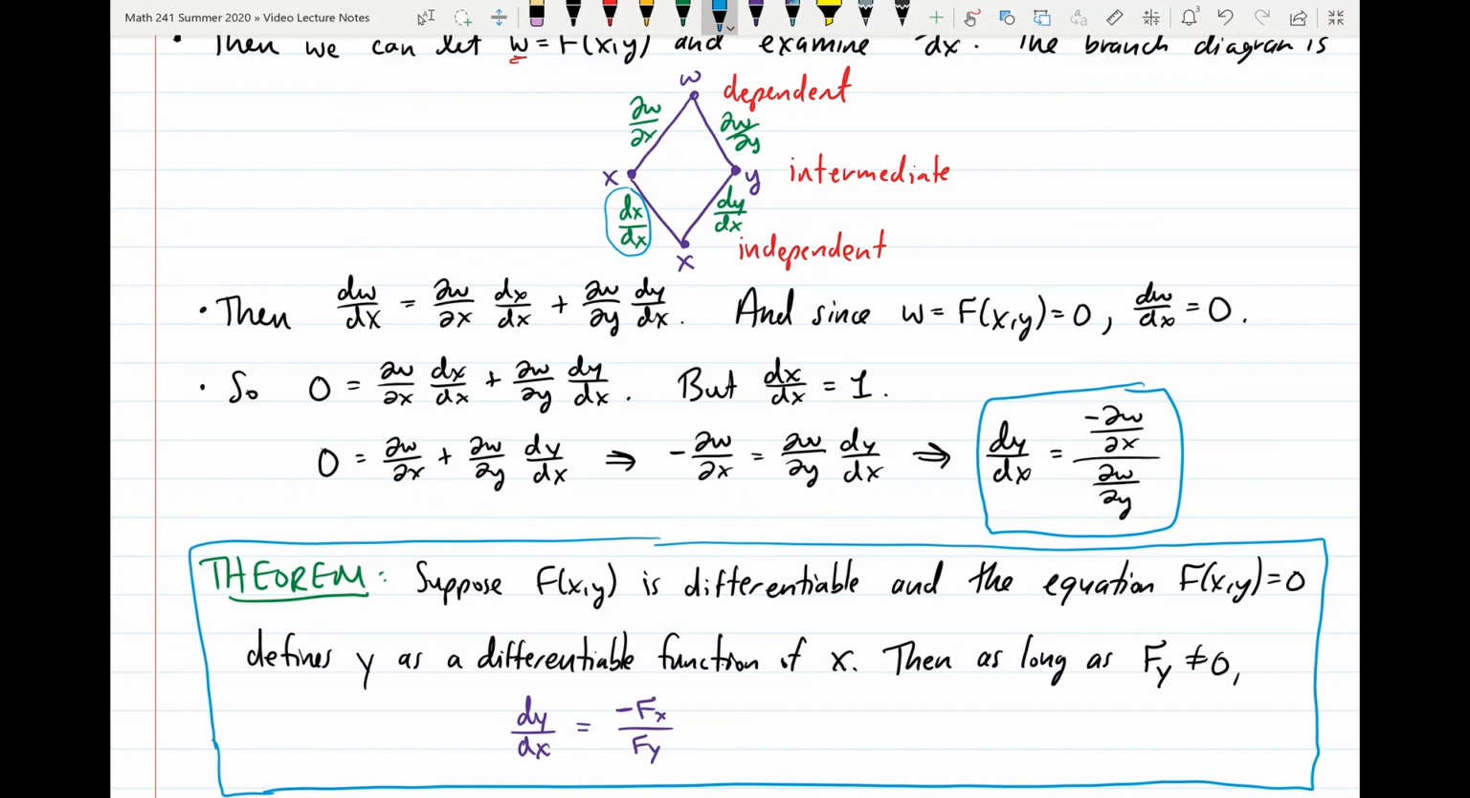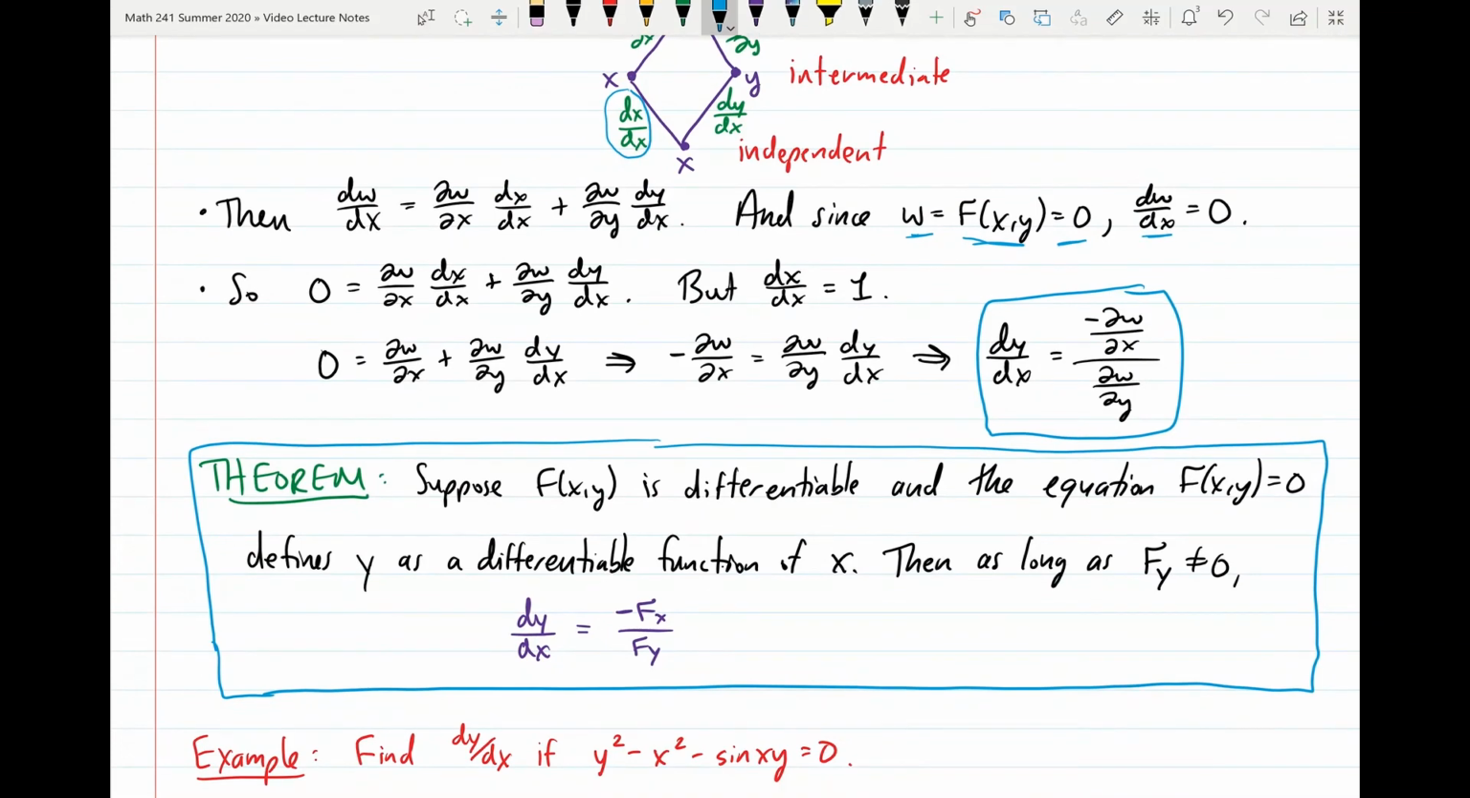And since we've said that w is equal to F of x, y is equal to 0, so we've assumed that w is equal to 0, then the derivative of w with respect to x is also going to have to equal 0. And so we can rewrite this equation: 0 is equal to partial w with respect to x times dx/dx plus partial w with respect to y times dy/dx. And we also know that the derivative of x with respect to x is just equal to 1. So again, we can simplify that expression down to 0 is equal to partial w with respect to x plus partial w with respect to y times dy/dx.